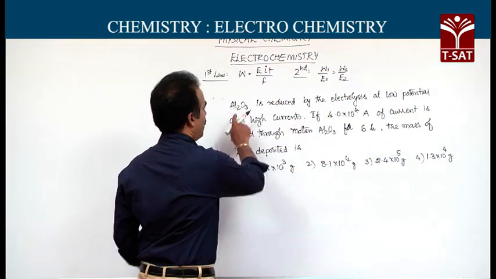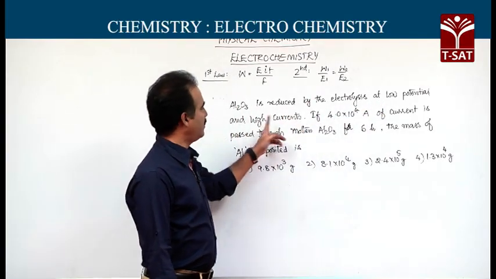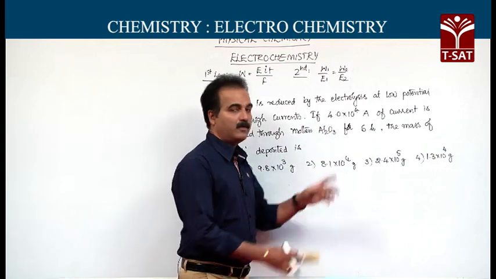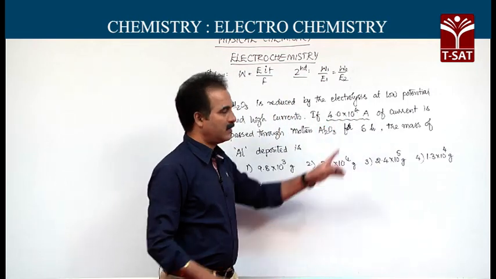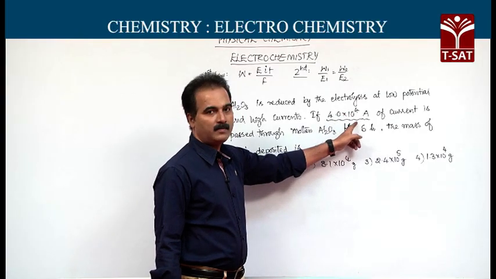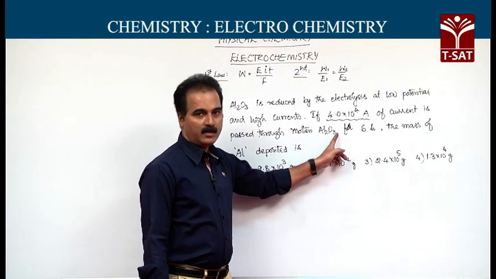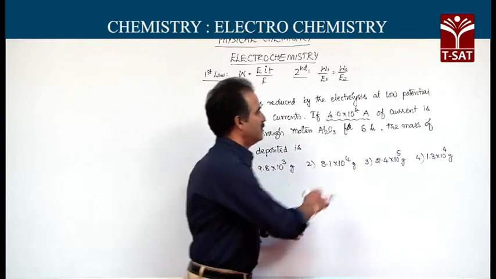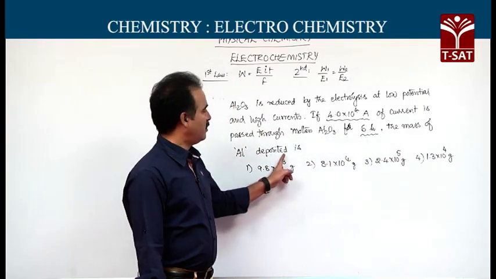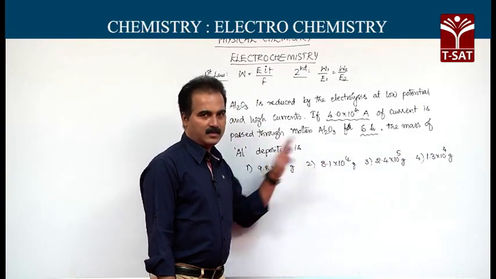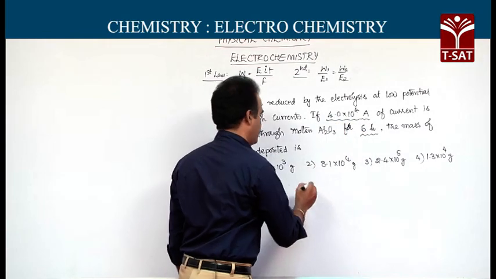See here, aluminum oxide is reduced by electrolysis at low potential and high currents. If a current of 4 into 10 power 4 amperes is passed through molten Al2O3 for 6 hours, the mass of aluminum deposited is, this is the question. Now, here current strength is 4 into 10 power 4 amperes.